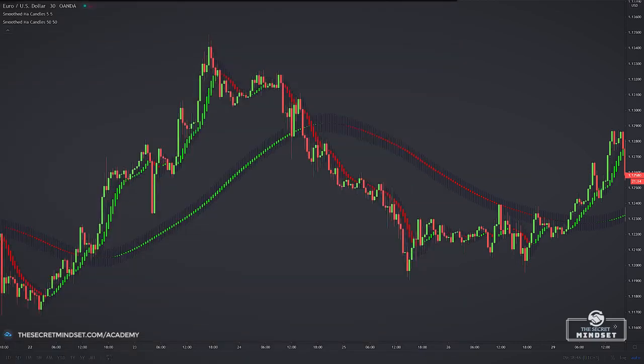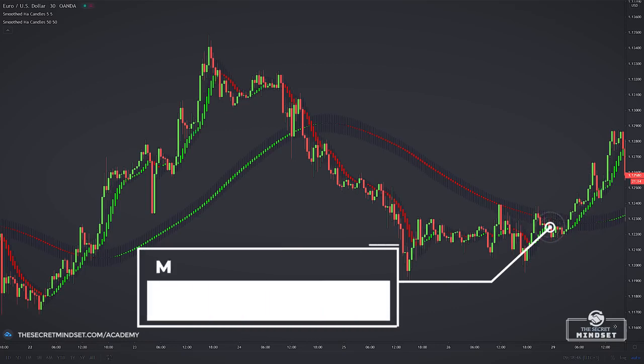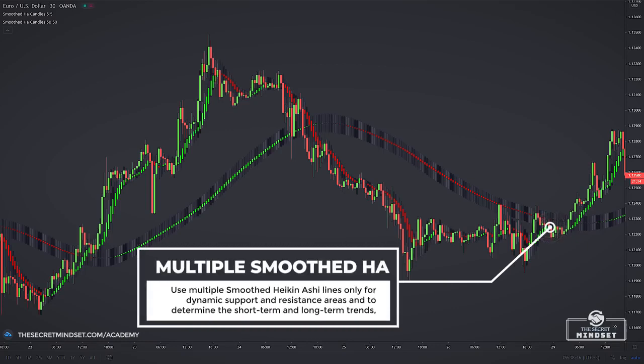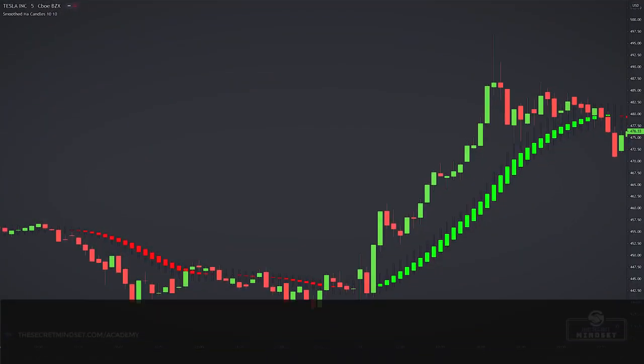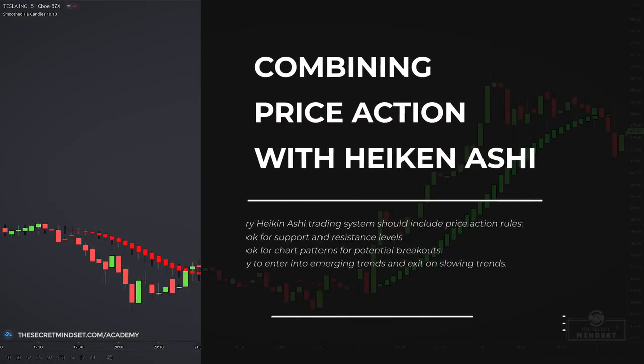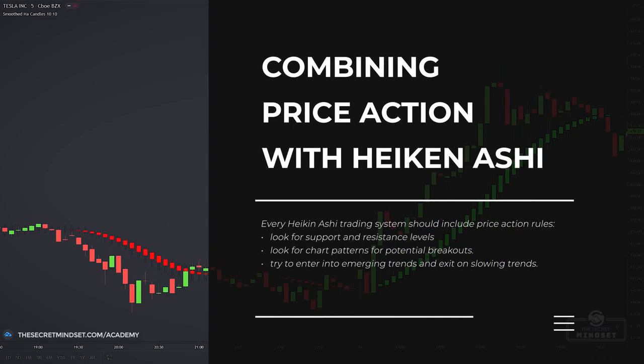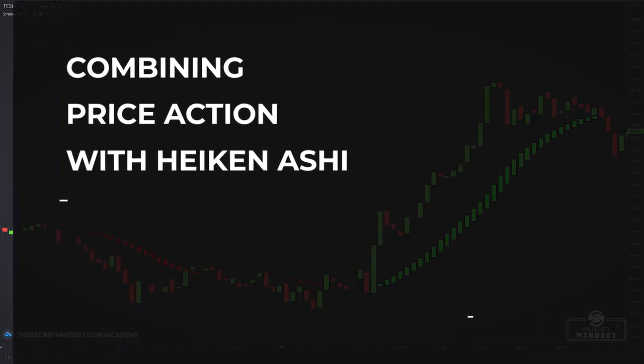Attempting to build a crossover strategy with two smoothed Heiken Ashi lines is a very bad idea. If you don't want to see the market slowly destroying your profit, as the trend you are trying to trade has already changed, I advise you to use multiple smoothed Heiken Ashi lines only for dynamic support and resistance levels, and not for crossover signals. Every Heiken Ashi trading system should include price action rules, so look for support and resistance levels, look for chart patterns for potential breakouts, and try to enter into emerging trends and exit on slowing trends.